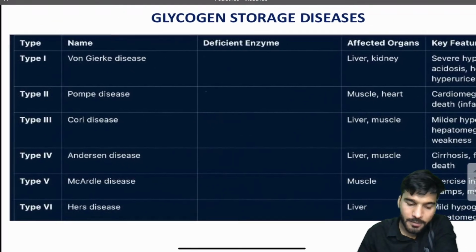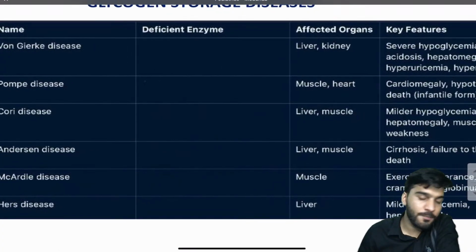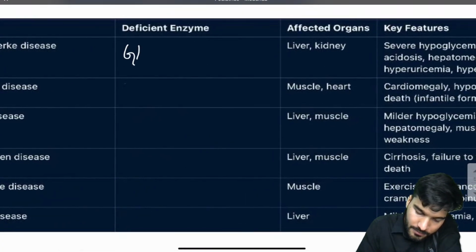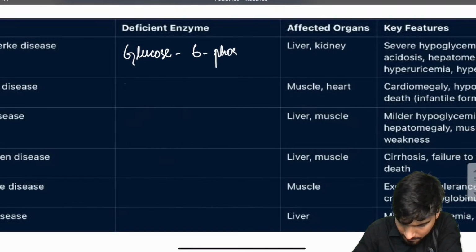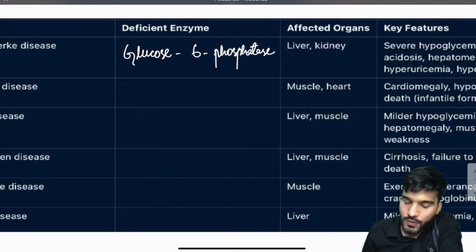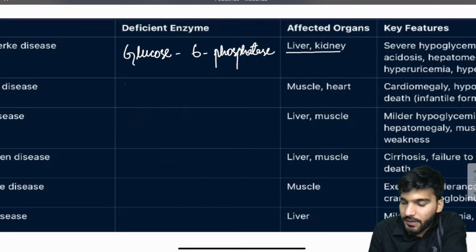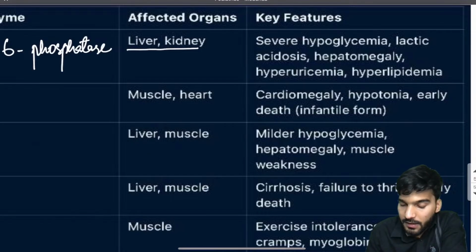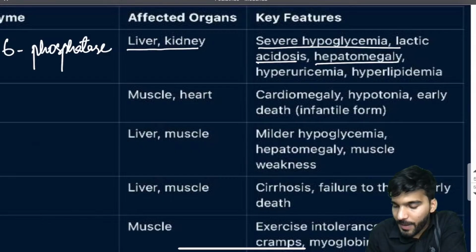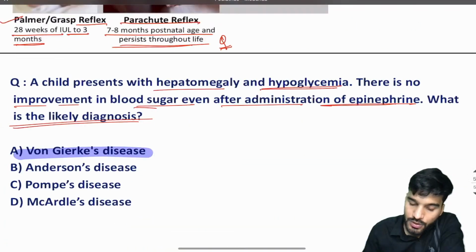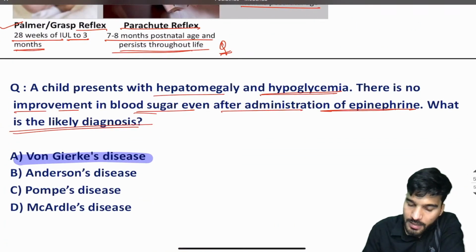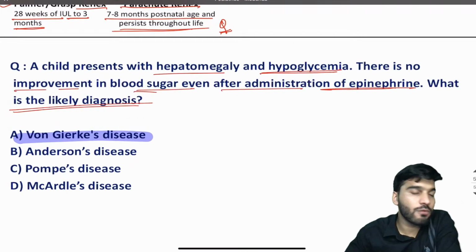First of all, if we talk about type 1 glycogen storage disease, the enzyme deficient is glucose 6 phosphatase. The organs affected are liver and kidney. The key features of a patient having von Gierke's disease are severe hypoglycemia, lactic acidosis, hepatomegaly, hyperuricemia, and hyperlipidemia. So if a scenario is given with hepatomegaly and hypoglycemia, the answer is going to be von Gierke's disease.